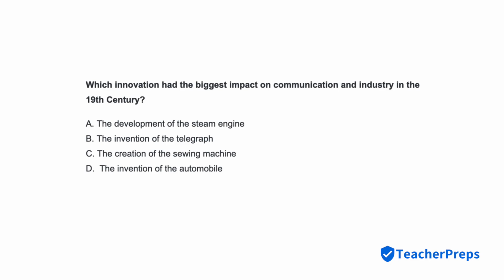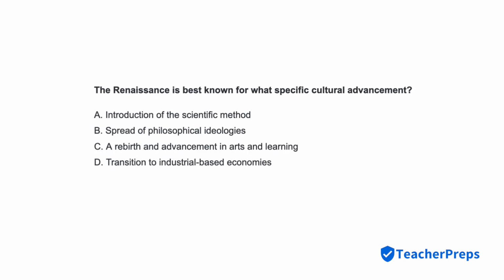Which innovation had the biggest impact on communication and industry in the 19th century? Correct response? Letter B. The invention of the telegraph. The Renaissance is best known for what specific cultural advancement? Correct response? Letter C. A rebirth and advancement in arts and learning.